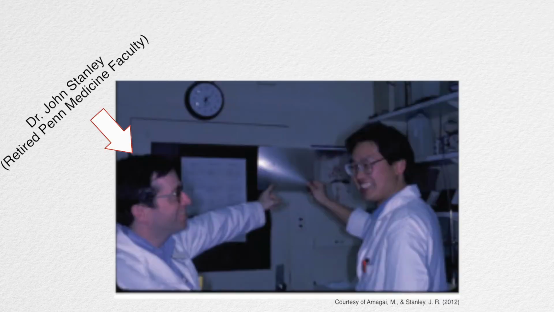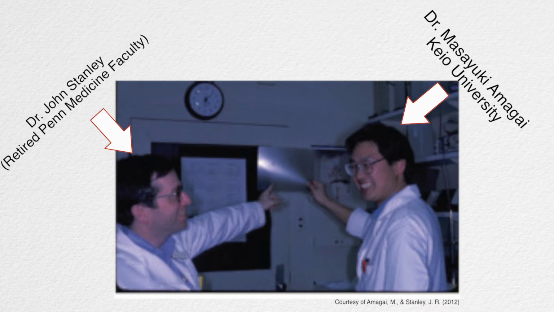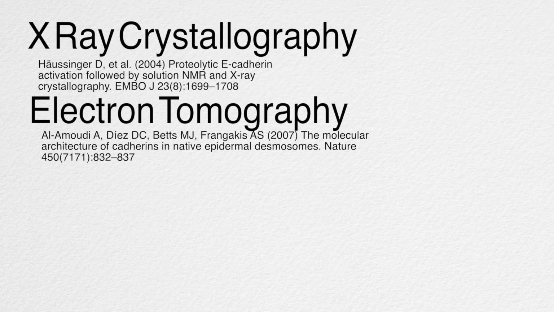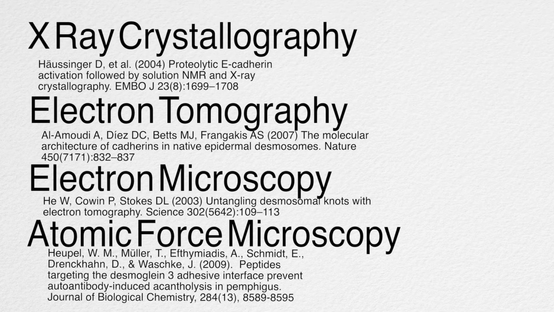A lot of the biochemical characterization of Pemphigus vulgaris was done in the 1980s and 90s by Drs. Stanley and Amagai. Their initial experiments have been confirmed by crystallographic studies, electron tomography, electron microscopy, and atomic force microscopy.